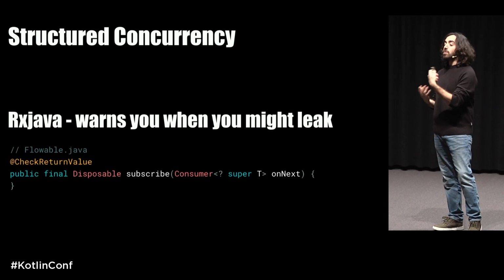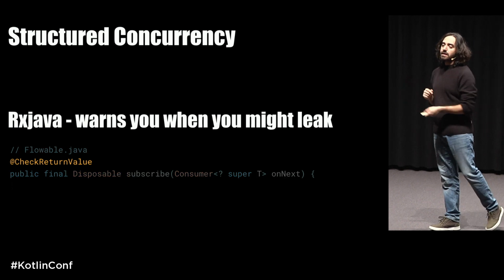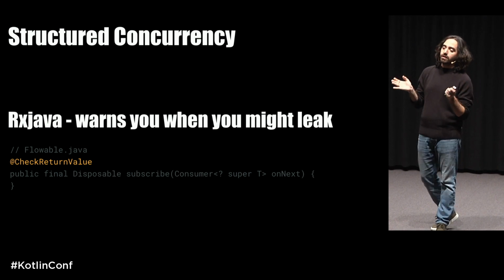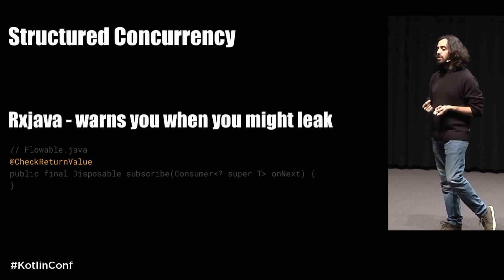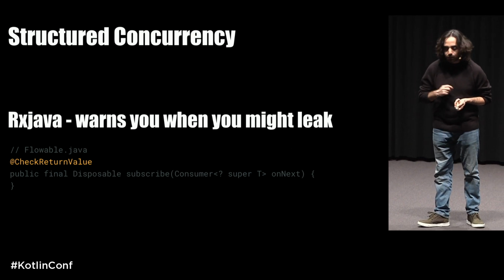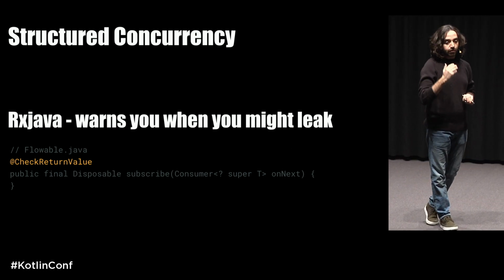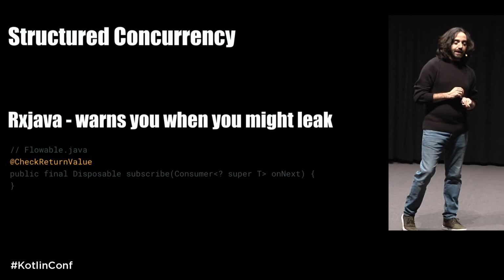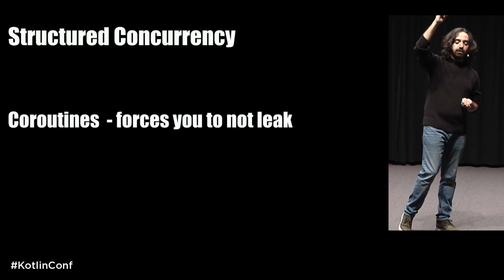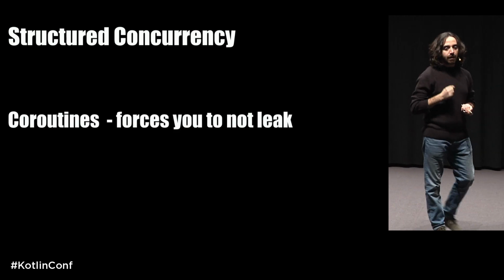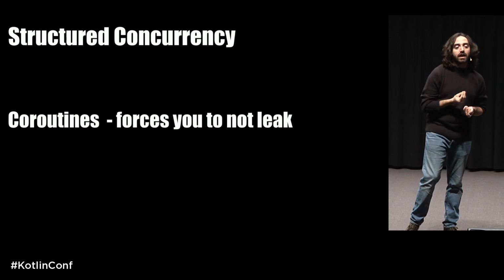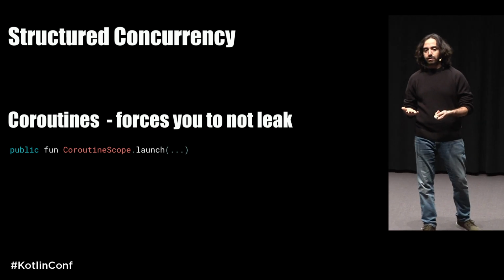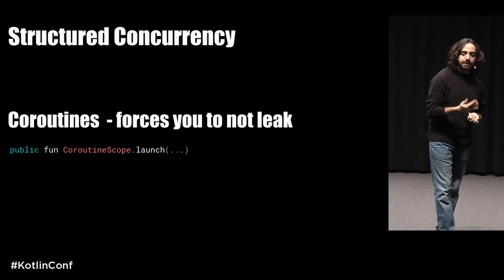And if you subscribe to something, it returns you a disposable, and the function has this annotation called check return value, which warns you: the thing I'm returning you, you need to hold on to it, and you're responsible to dispose it. So it warns you to think about the life cycle of that subscription. So it's cool. But in coroutines, this is like the next level, where coroutines makes you think about it from scratch, because the only way to launch a coroutine is a coroutine scope. So without a scope, you can't even start the coroutine. So you need to think about this upfront.